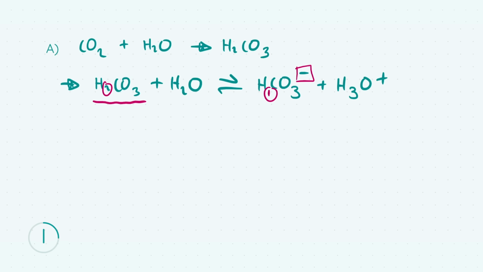So when we mix the water with carbonic acid, one of the hydrogens is ripped away from the carbonic acid, and we get a hydrogen carbonate, HCO3 minus. Then that hydrogen is going to join on to the water, giving us our hydronium ion, or our H3O plus.